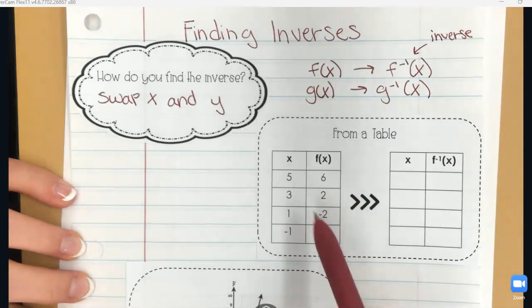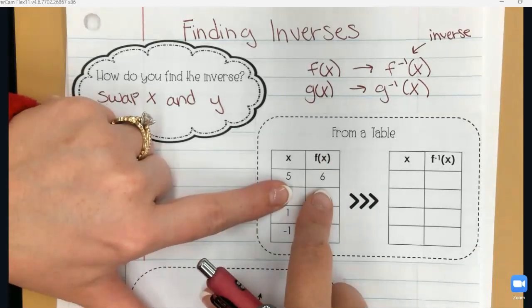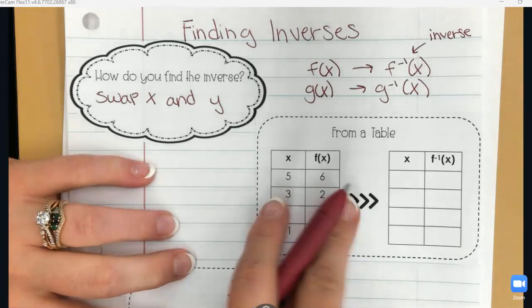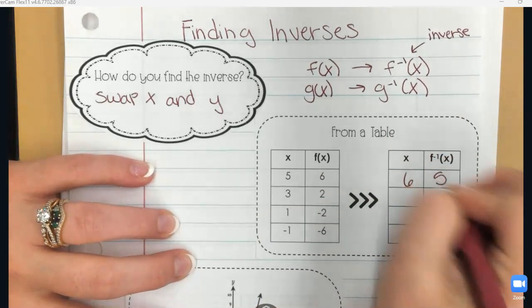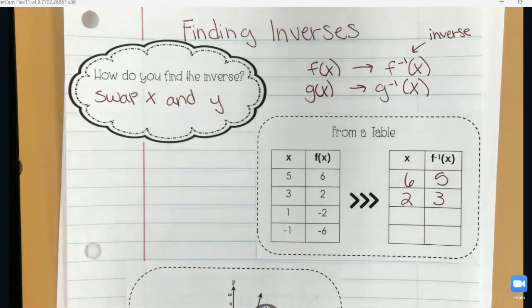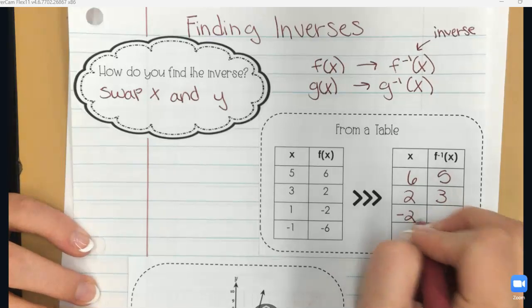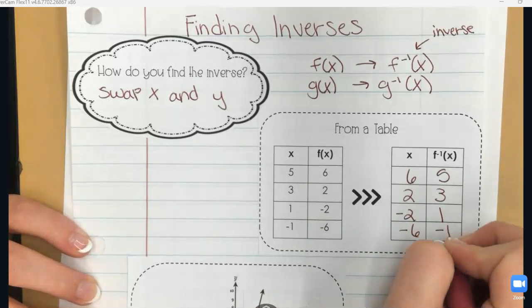So if I have a table with my x's and my y's, to find the inverse, I'm just going to take each of these xy pairs and swap them. So instead of 5, 6, I will have 6, 5. Instead of 3, 2, I will have 2, 3. Instead of 1, negative 2, I will have negative 2, 1. And instead of negative 1, negative 6, I will have negative 6, negative 1.